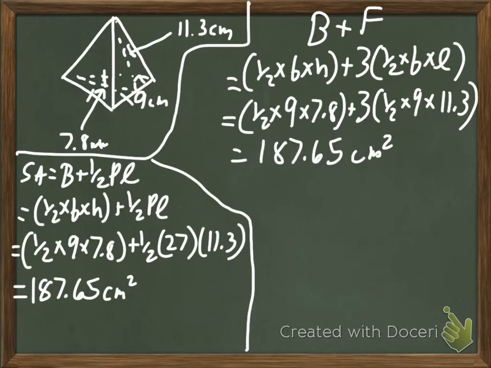I know I didn't tell you, but let's go ahead in this video and round everything to the hundredths place. So we get 187.65 centimeters squared, no matter which way you do it, which is good because it's the same shape, so you should get an equal surface area. So check your answer with mine, make sure I did it right, and you did it right. If you don't have any questions, we'll move on.